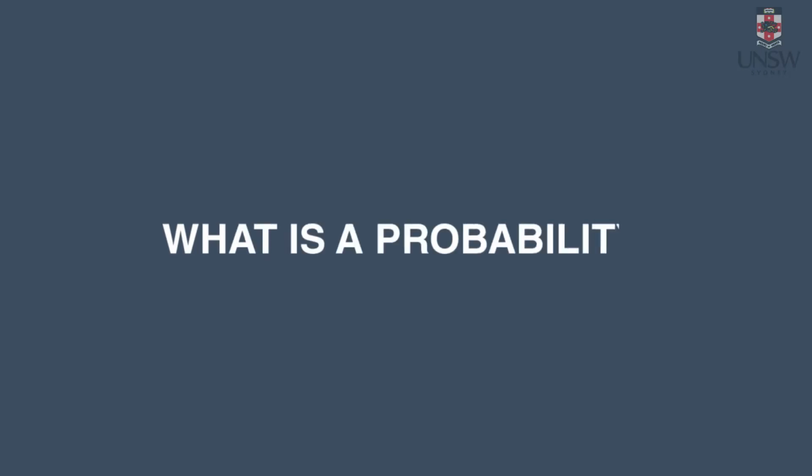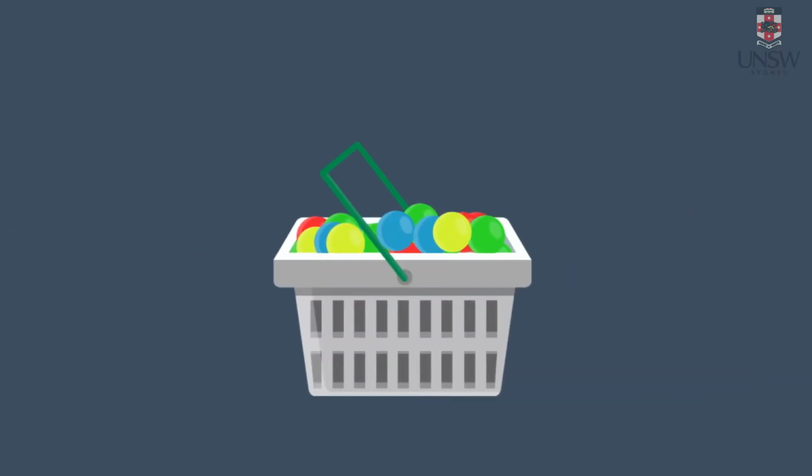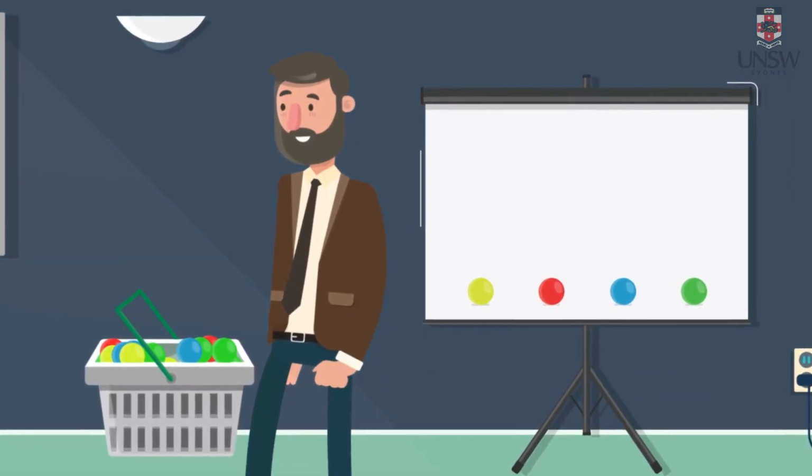What is a probability? Consider the following situation. There is a basket full of balls. These balls can be yellow, red, blue, or green. Assume that Bernard is picking balls randomly from the basket.